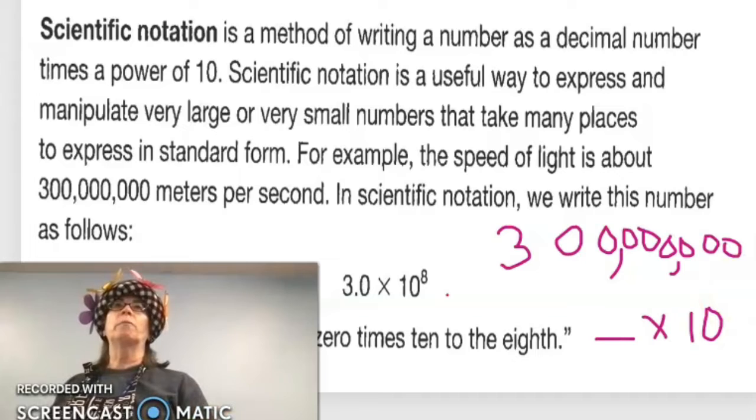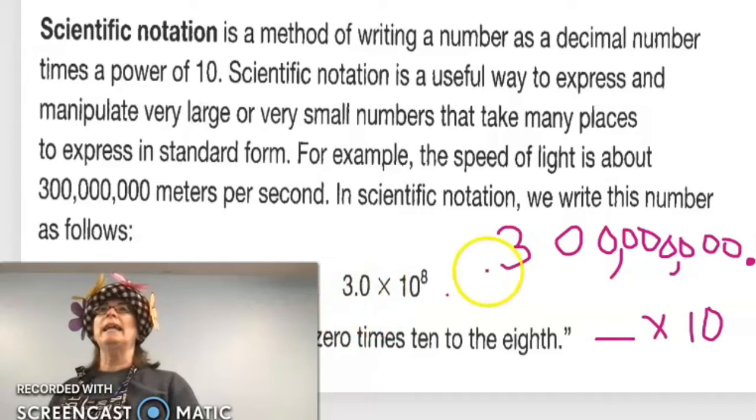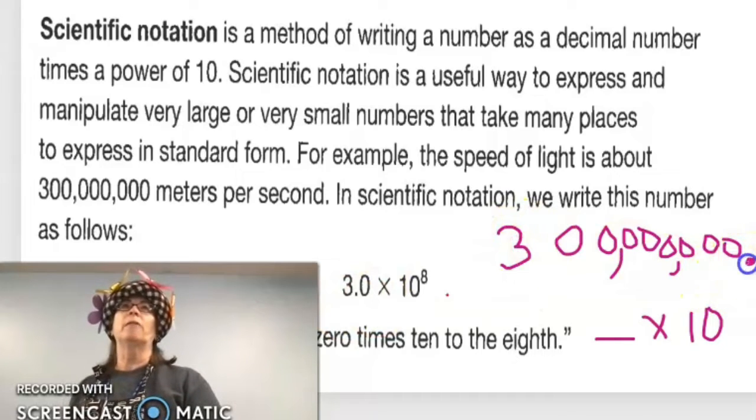And what we're going to do is, so here's the decimal. Always at the end of a number, right? So let's see how many places we have to move it to get it right after this first non-zero number. All right, ready? Count with me. 1, 2, 3, 4, 5, 6, 7, 8.